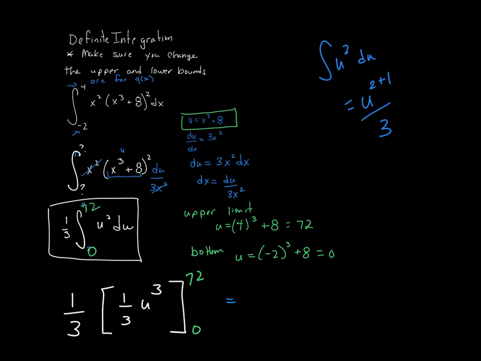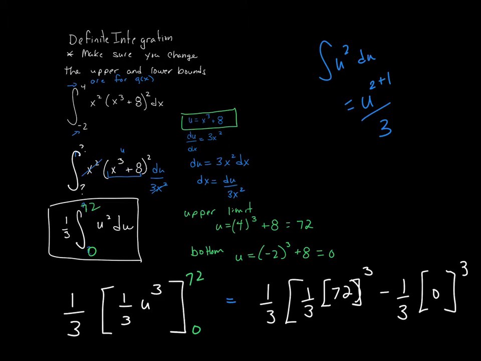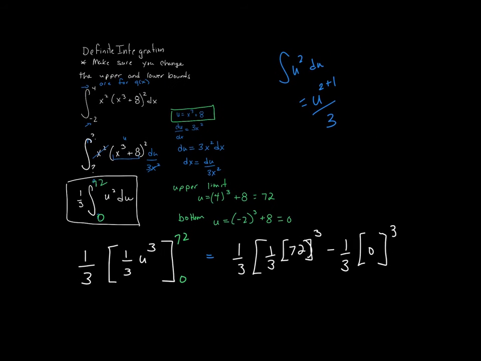Now I just plug all of that in. And I'm left with 1/3 times 72 cubed minus 1/3 times 0 cubed. And if we do all of that out, it will equal 4,041,472.